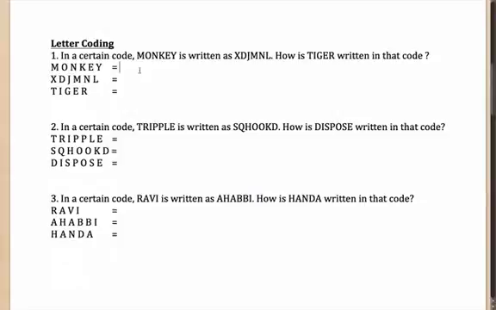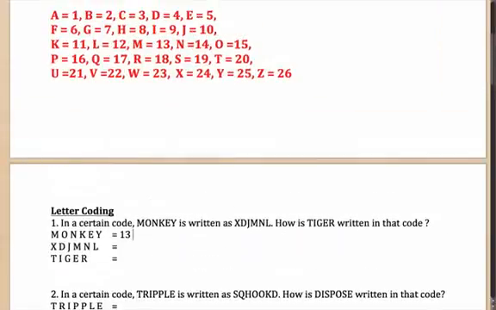First of all, I need to figure out the number code for monkey. Now, M I know is 13. How much is O? I'll have to keep referring back. So O is 15, N is 14, K is 11, E I can see from here is 5, and Y I know is 25. Very similarly, this XD thing, X is 24, D is 4, J is 10, M is 13, N is 14, and L is 12.